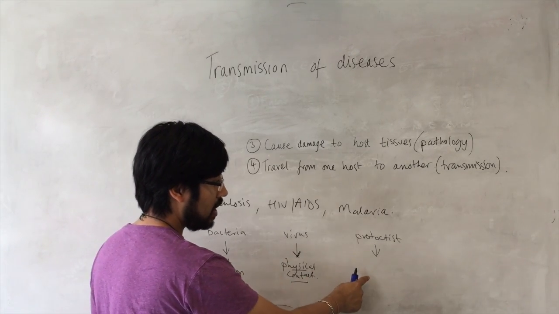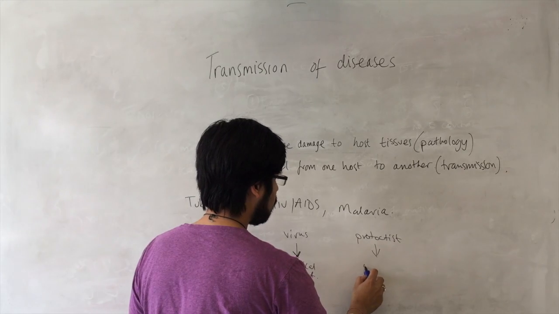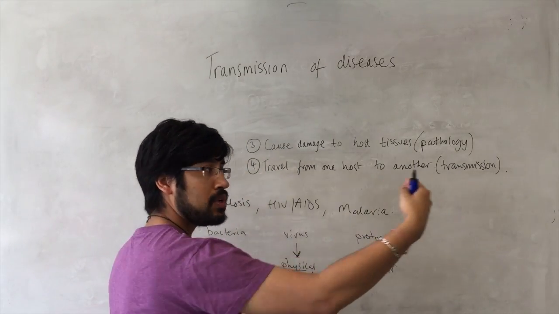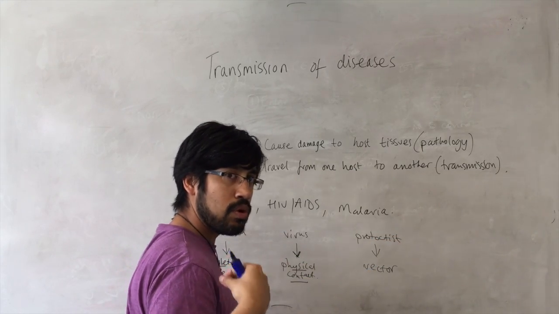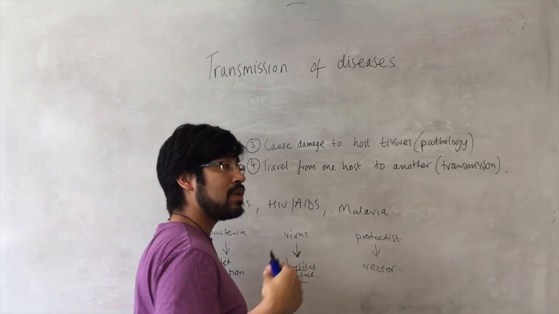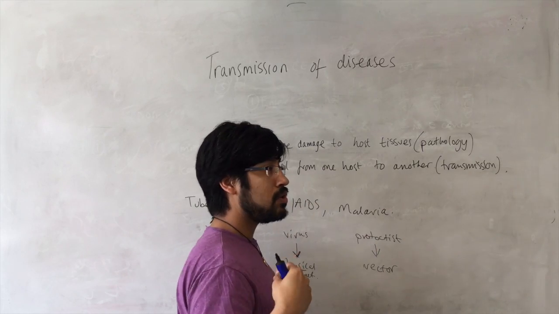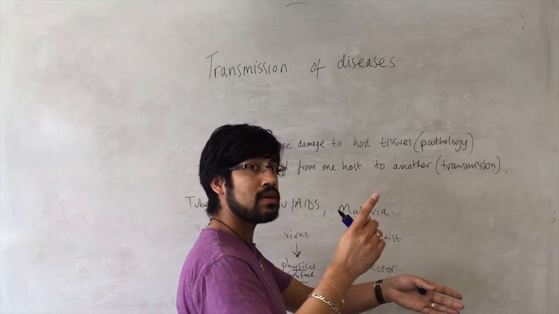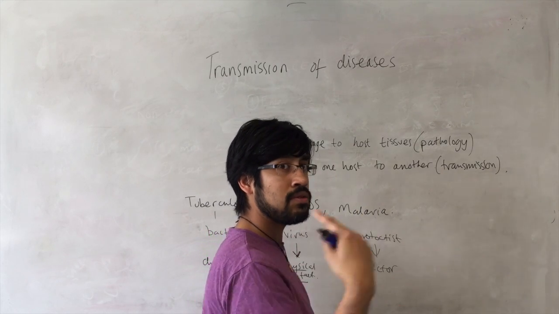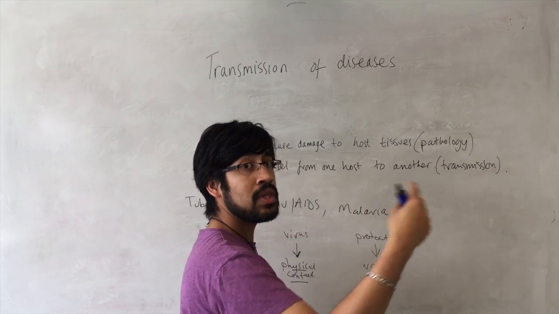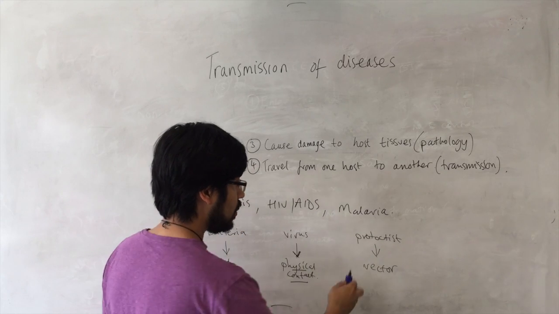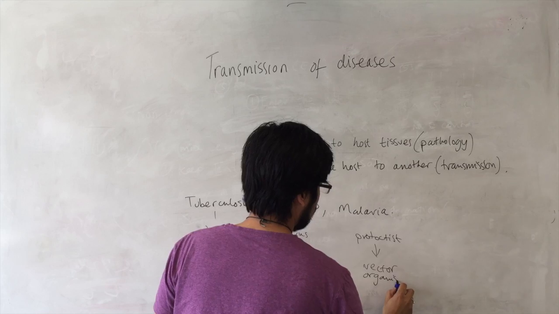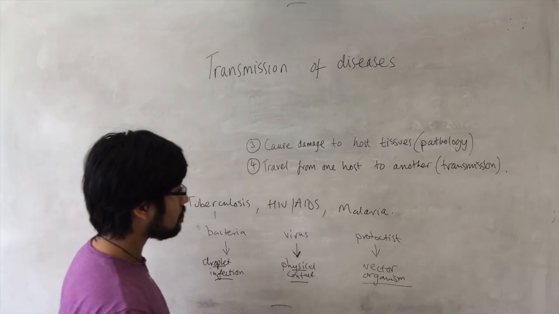And finally, malaria relies on a vector. So this is another organism which will be transmitting it from one human to another human, not by sneezing or not by touching or sexual intercourse, but by the means of the other organism, in this case being the mosquito. All right, so relying on a vector organism.